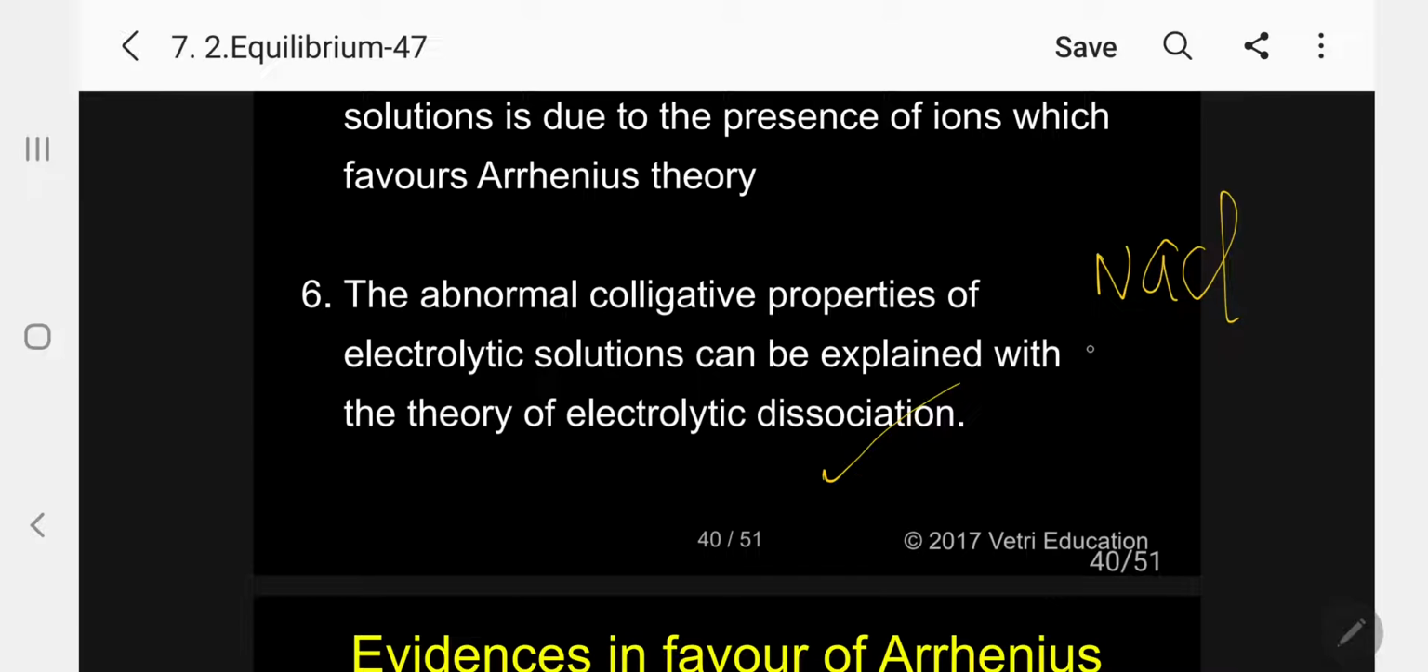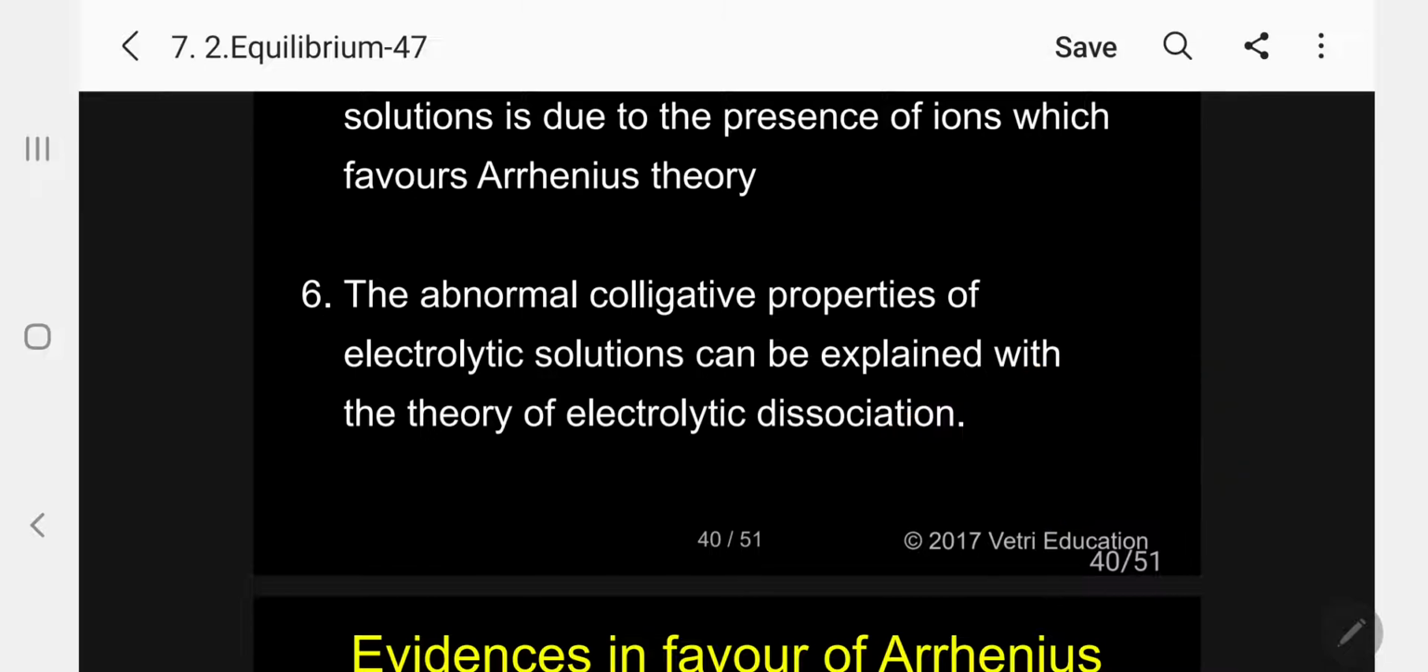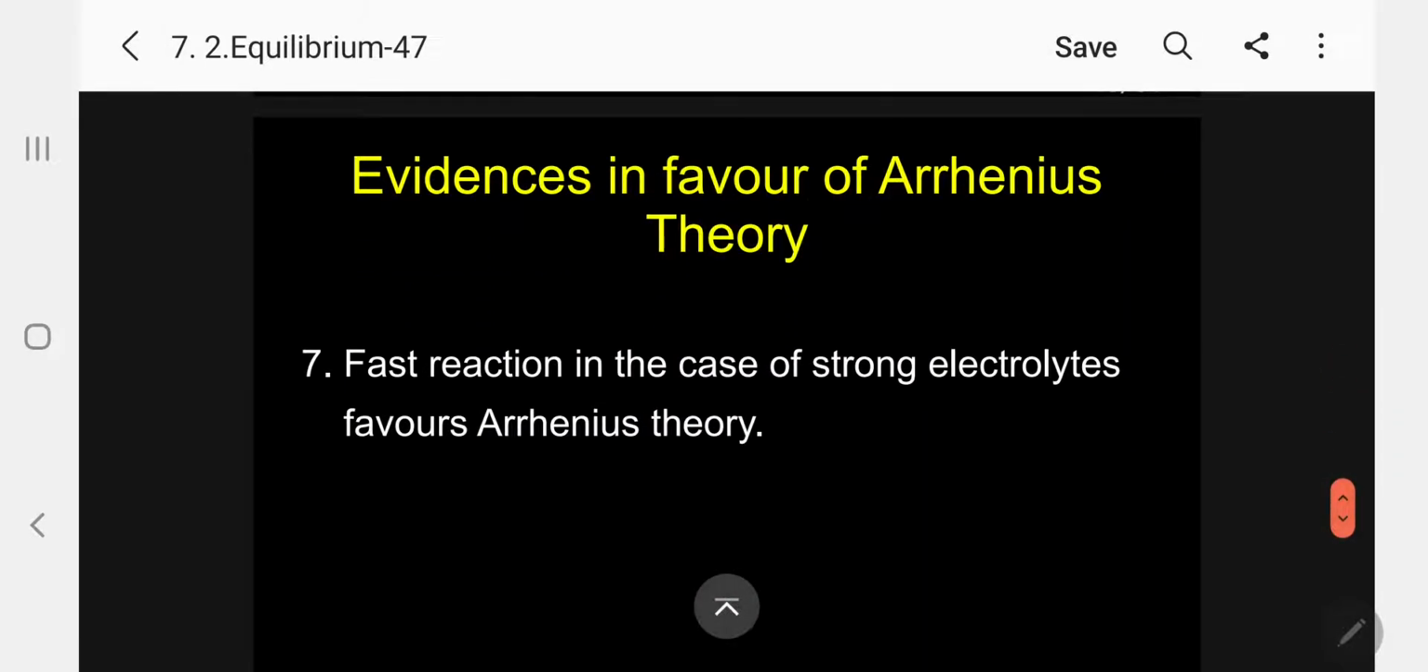Sodium chloride would be considered as one particle, but it will undergo dissociation to produce two particles. So when we determine the molecular weight, it will be lower than expected. So we observe abnormal colligative properties, which again favors Arrhenius. The last evidence: fast reaction in the case of strong electrolytes and slow reaction in the case of weak electrolytes favors Arrhenius theory. Okay.